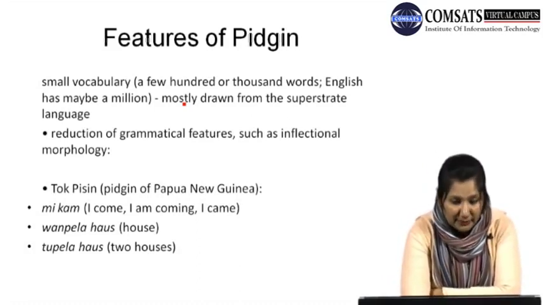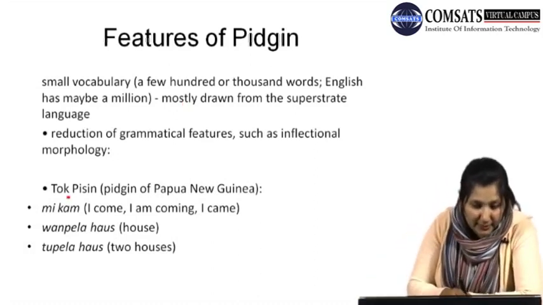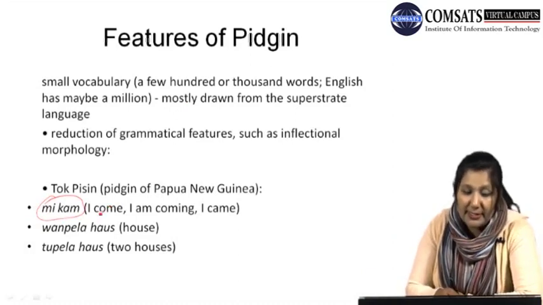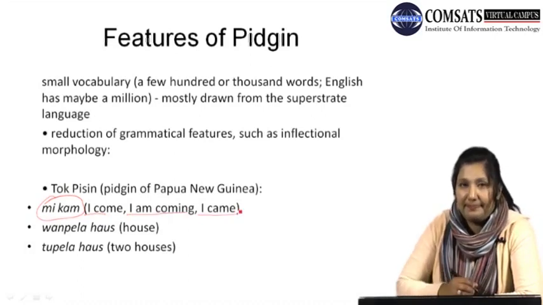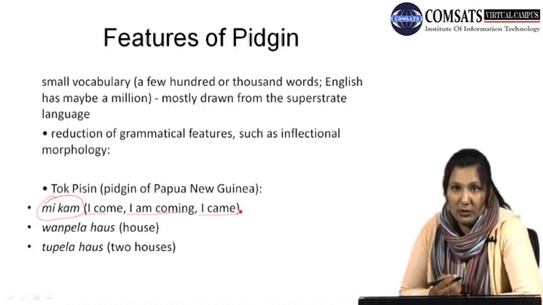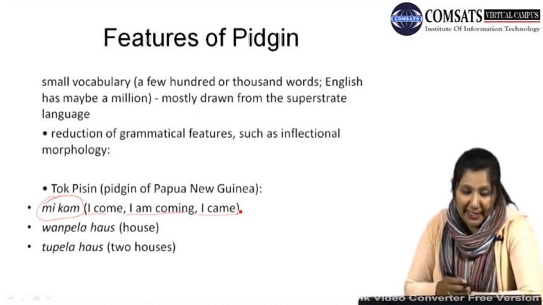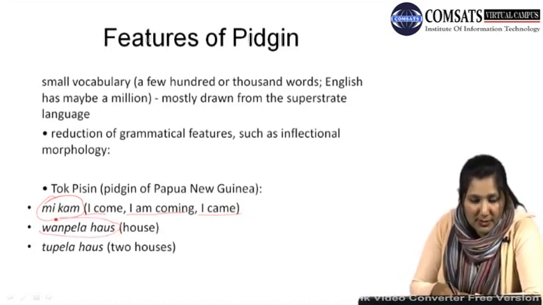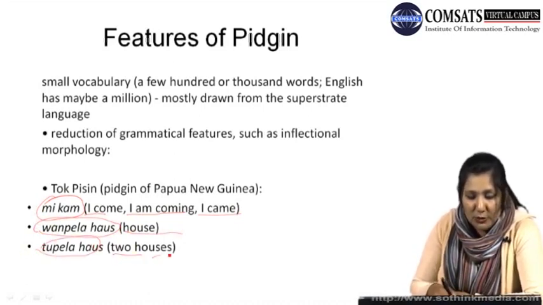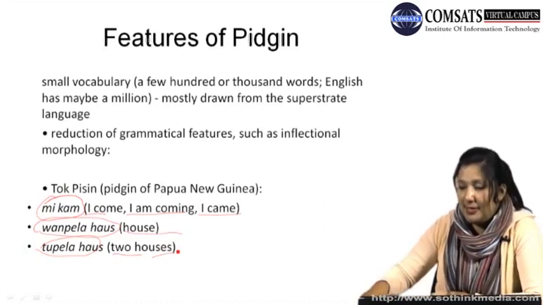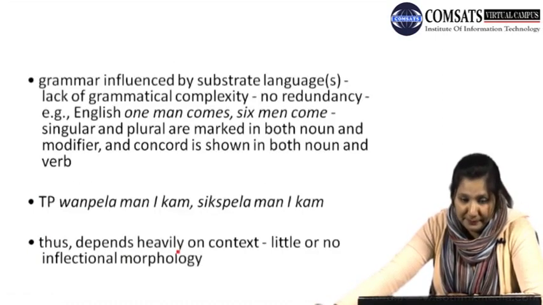A few examples are given there. "Mi kam" is just one phrase, and it is used for three things: I come, I'm coming, I came. Whereas in English we have so many structures and rules to refer to the tenses. "Wanpela haus" refers to one house. "Tupela haus" refers to two houses. This is the restricted vocabulary where there is no more inflectional morphology.